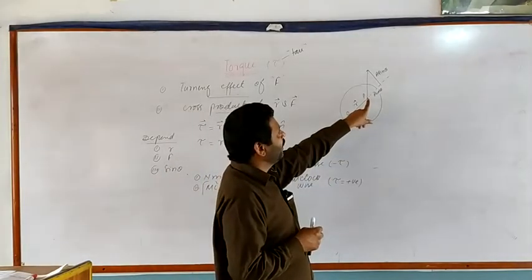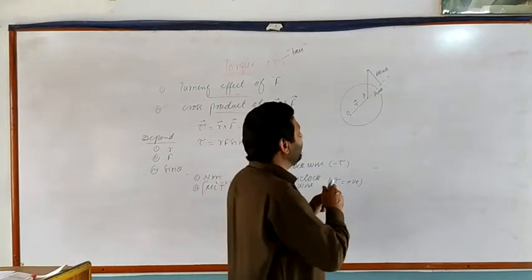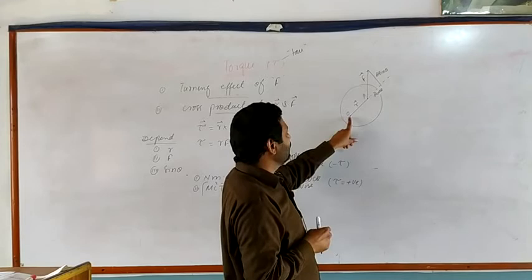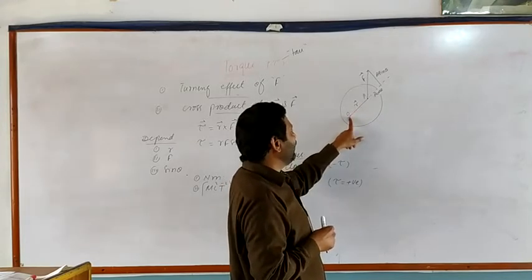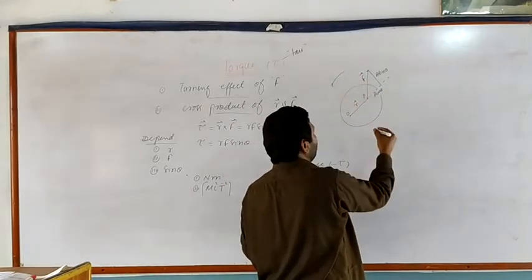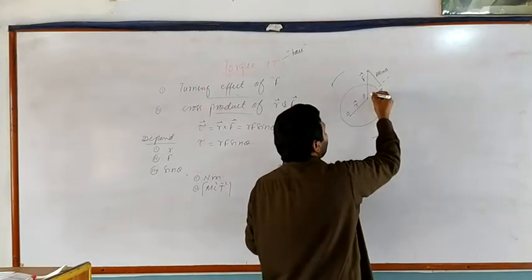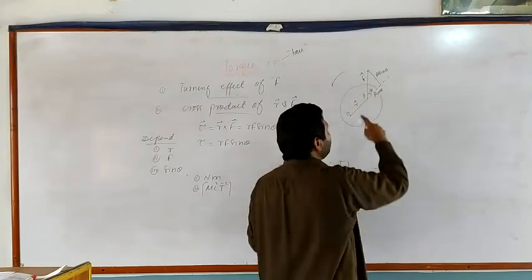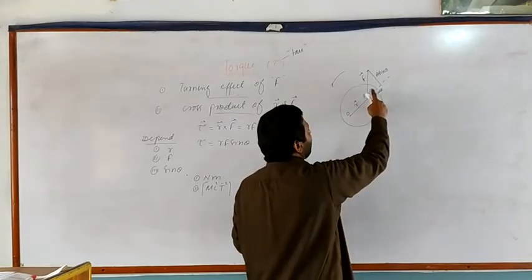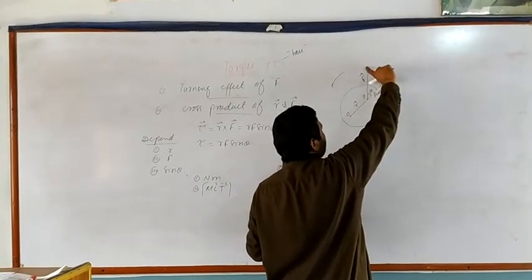We have supposed a body which can rotate about point O. Suppose a force F is applied at point P, which is at a distance r from the pivot, meaning point O. This force will rotate the body anti-clockwise. It is clear from the figure that the angle between vector F, meaning force, and vector r, meaning position vector, is theta. The force will have two components, f cos theta and f sin theta.